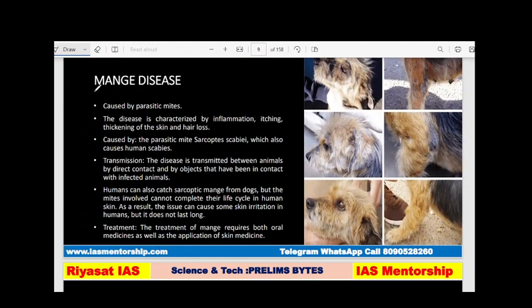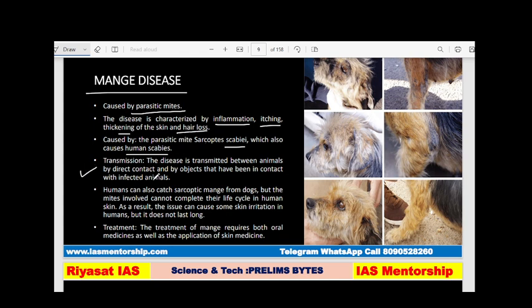Next is mange disease. It is also very important. It is caused by parasitic mites. And what are the symptoms? Inflammation, itching, thickening of the skin and hair loss. It is caused by parasitic mites, scabies, and that can also cause human scabies. Basically, this disease, as you can see in the picture, occurs in animals. You can see this dog is having mange disease. You can see hair loss, inflammation, itching, thickening of the skin.